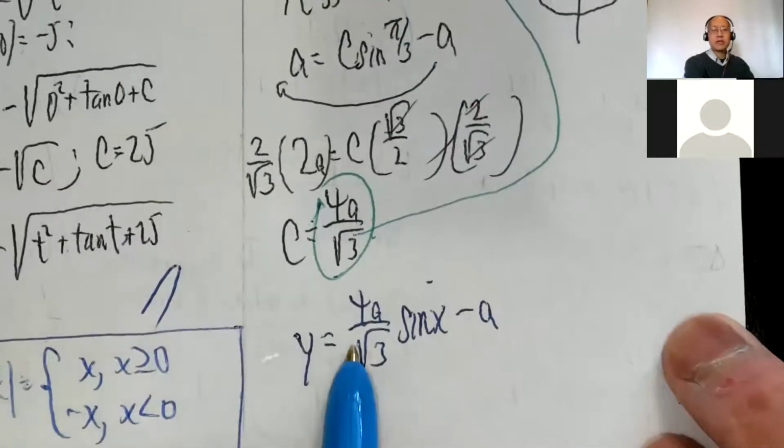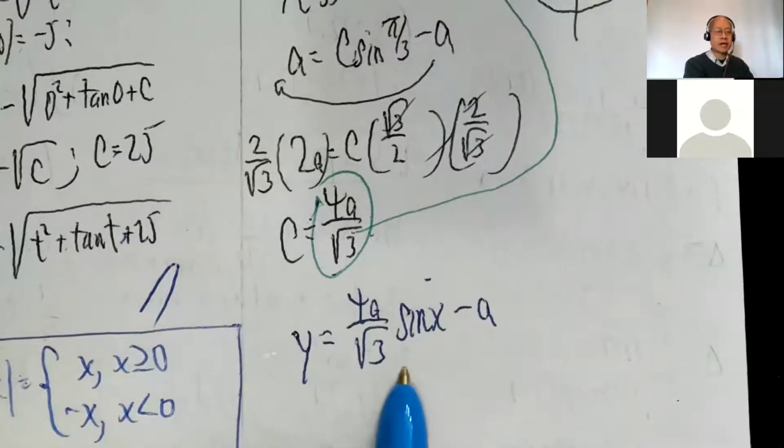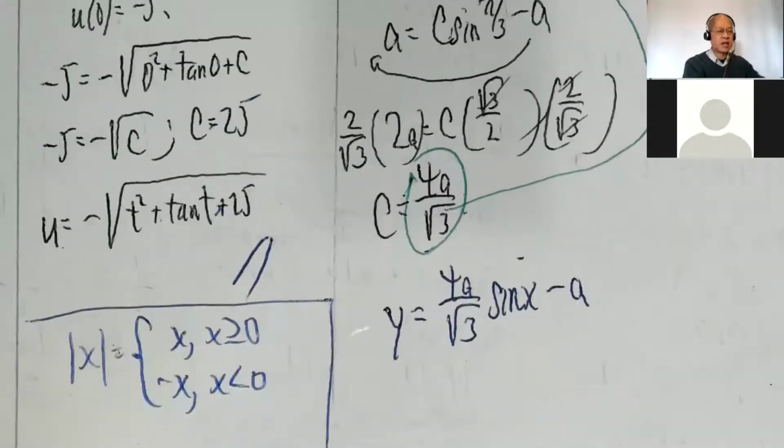Okay, so final answer: y is equal to 4a over radical 3 sine x minus a.